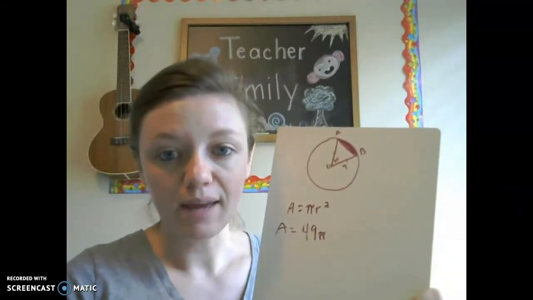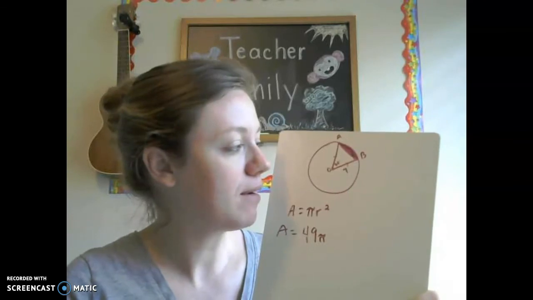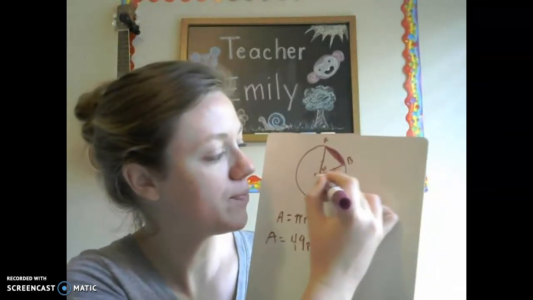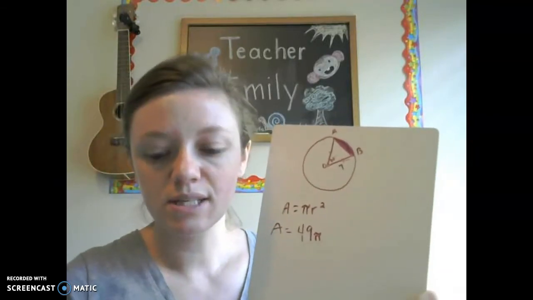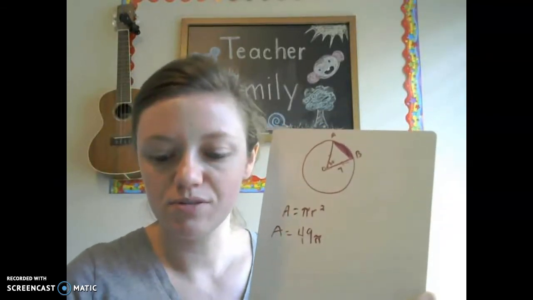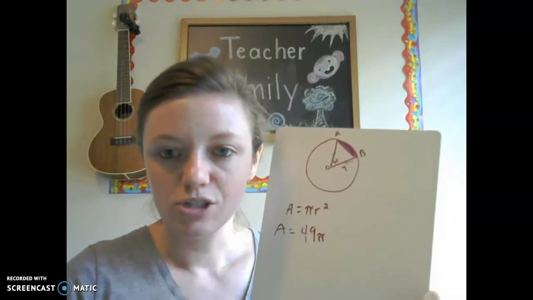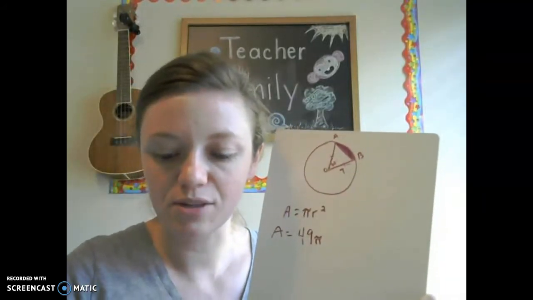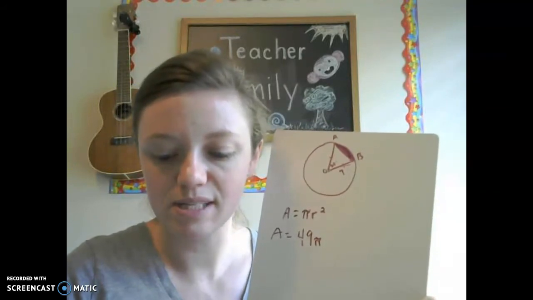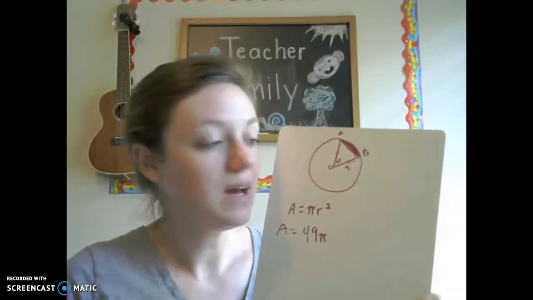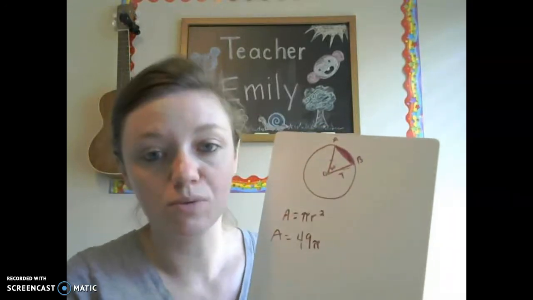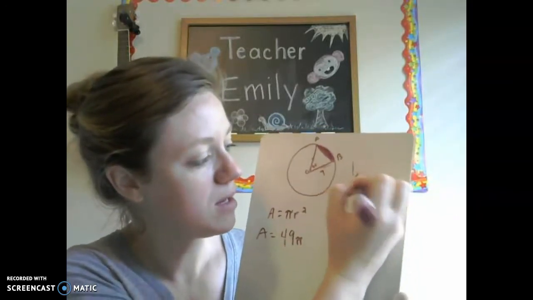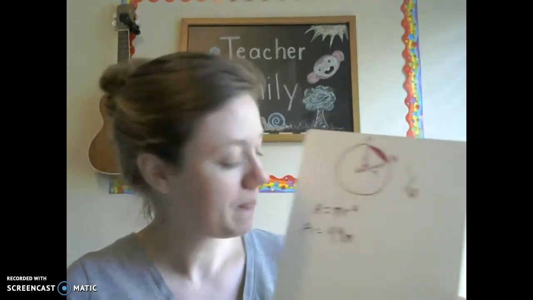But we don't necessarily need the entire area of the circle, because we can just cut out this section right here. It says this is 60 degrees, so in order to figure out just this section of the circle, we need to take 360 degrees divided by 60. That results in the number 6, which means that this section is 1/6 of the entire circle.